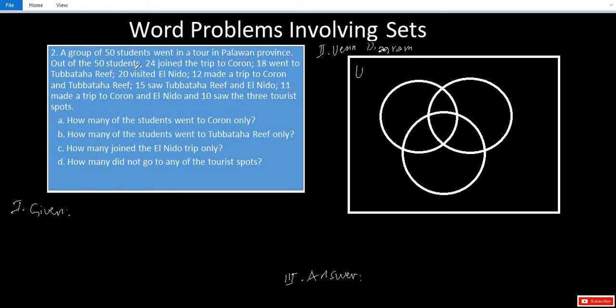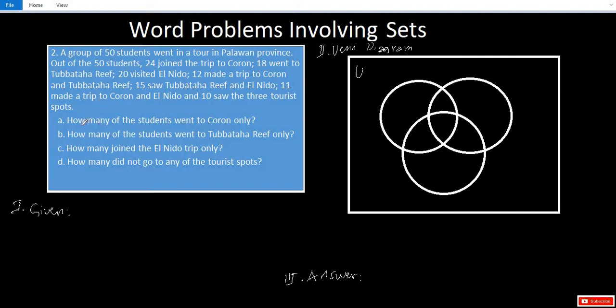Out of the 50 students, 24 joined the trip to Coron, 18 went to Tubataha Reef, 20 visited El Nido, 12 made a trip to Coron and Tubataha Reef, 15 saw Tubataha Reef and El Nido, 11 made a trip to Coron and El Nido, and 10 saw the three tourist spots.